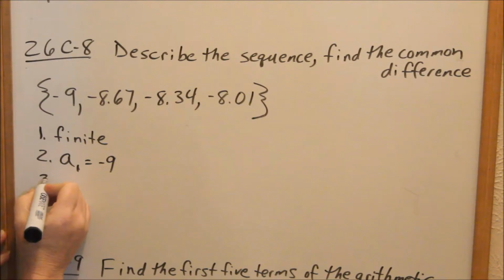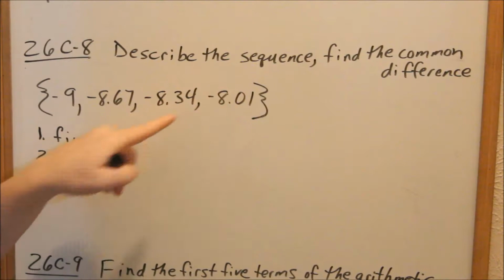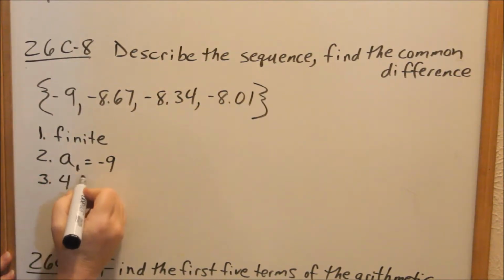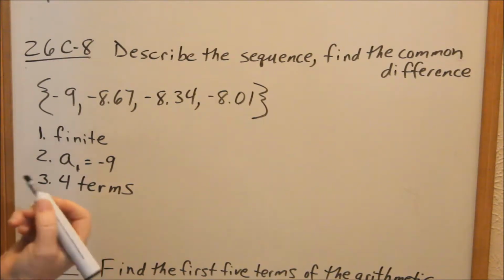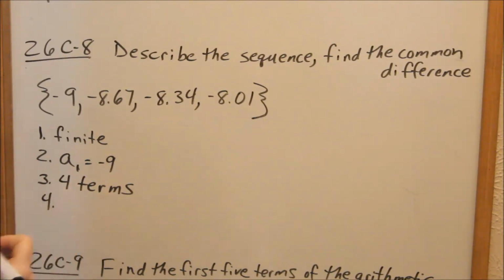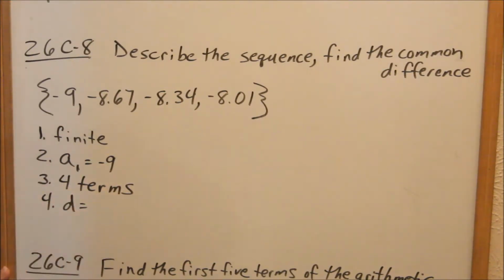That's my first term. The next thing that I'm going to usually say about the sequence is how many terms does it have? Since this is finite, it has 1, 2, 3, 4 terms. So this sequence has 4 terms. If it's an infinite sequence, it will have an infinite number of terms. The fourth thing that we're going to say about the sequence is the common difference, which is D. To get the common difference, you can take the second term minus the first term.